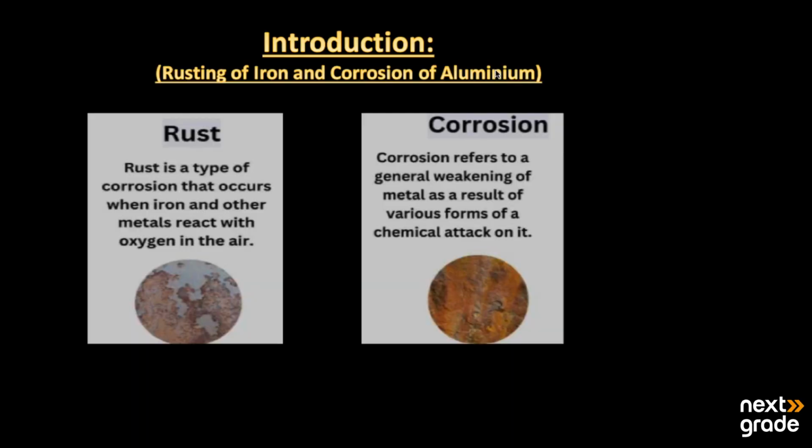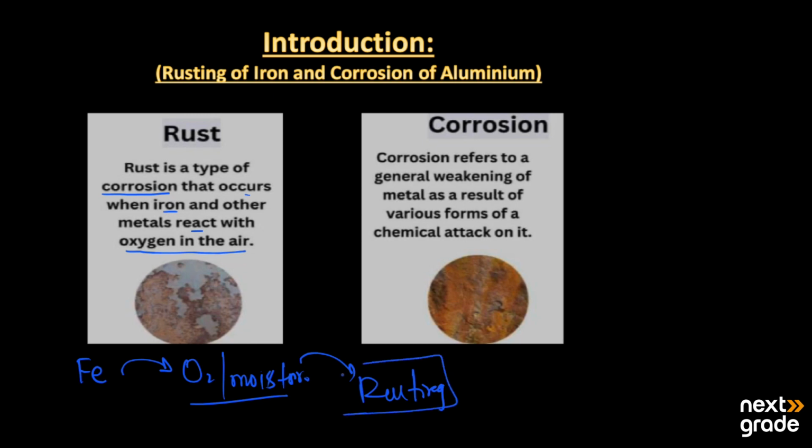So, the topic we will discuss today is the rusting of iron and the corrosion of aluminium. So, what do we basically mean by the rusting of iron? Rusting of iron is a type of corrosion that occurs when iron and other metals react with the oxygen in the air. When iron is present in the air, it may come in contact with the oxygen and the moisture present in the air, and then it starts to corrode. That type of corrosion is known as the rusting of iron.